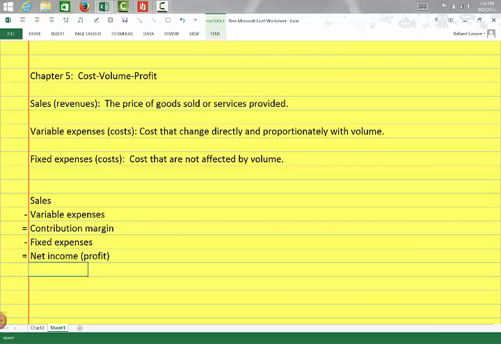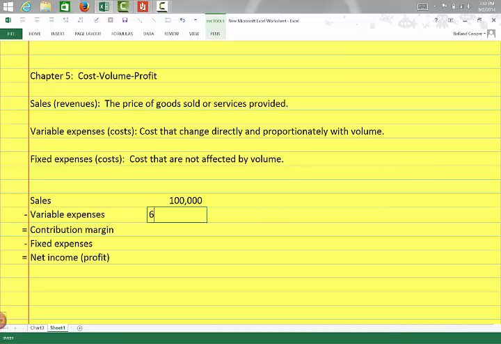And there's our model. Now, let's put some numbers in that model. Let's say sales for last month are $100,000. And let's say variable cost or variable expenses for last month are $60,000. So contribution margin right there is going to be equal to 100,000 minus 60,000. There's my Excel formula. And that gives me 40,000 in contribution margin.